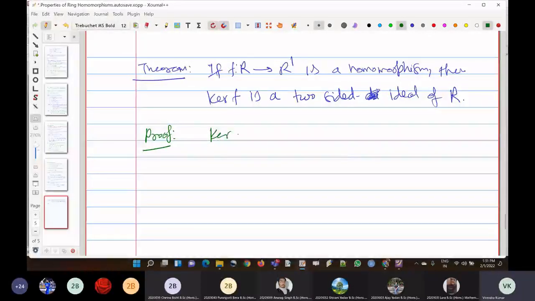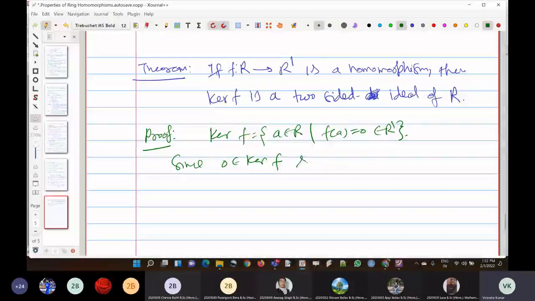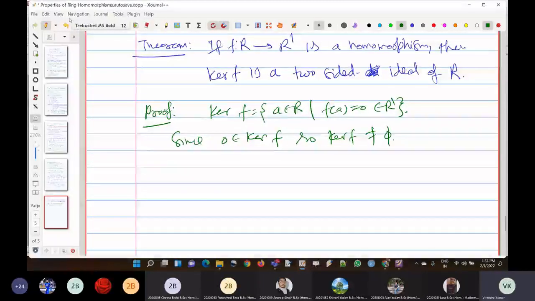So by definition, the kernel of f is the collection of all those elements a of R such that f of a equals 0, and this 0 should be in R dash. Okay. Since you know that 0 belongs to kernel of f, the kernel of f is never empty. Fine. So to prove that this is a two-sided ideal, we need to prove that RA belongs to kernel of f, and AR also belongs to kernel of f.